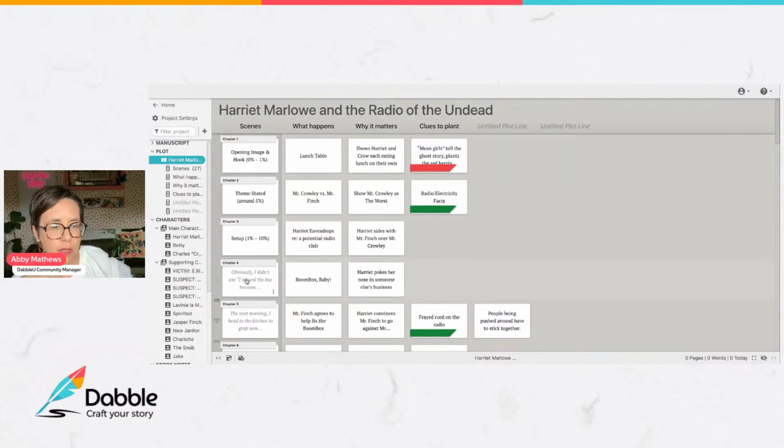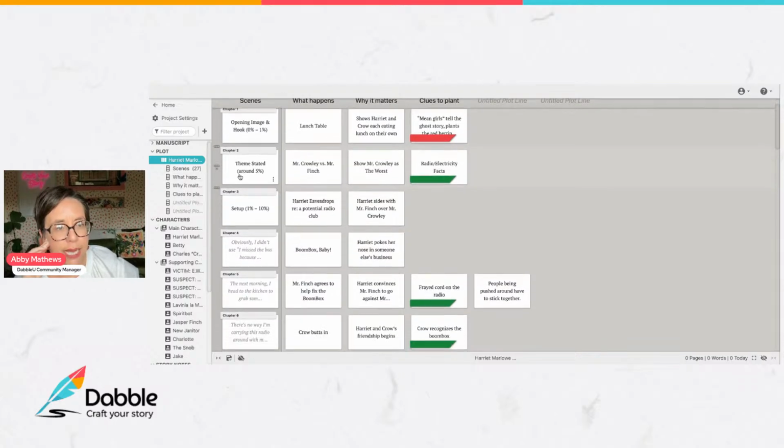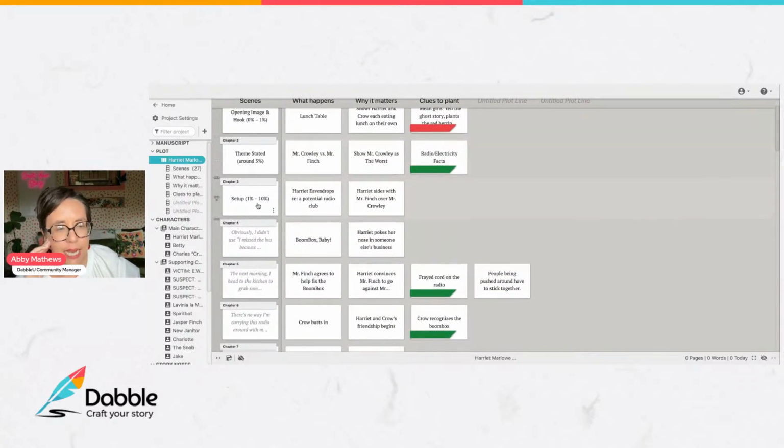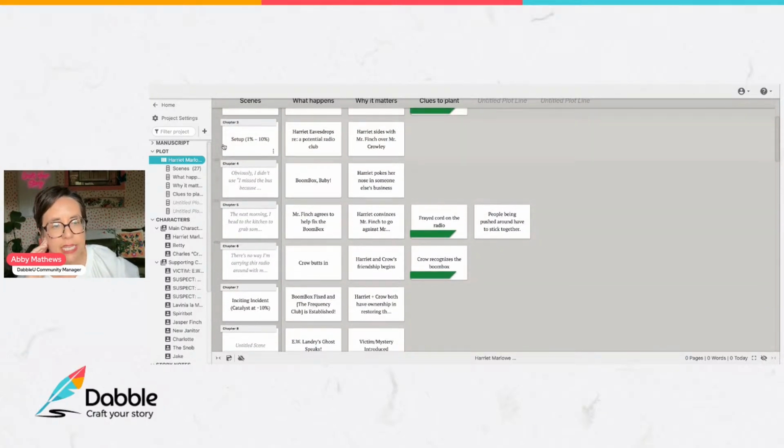So how I did that was I opened up my plot grid, and you can see right along the left-hand side, I have all the Save the Cat beats in there. So I have the opening image, I have the theme stated, I have the setup. Then down here, I have my inciting incident, and you can see I've filled in extra scenes and things along the way just so I can stair step myself to it.